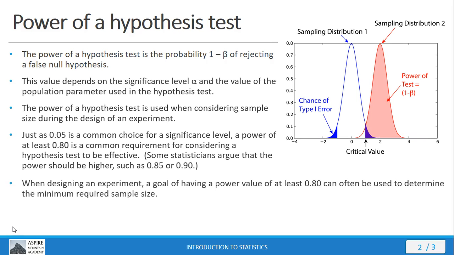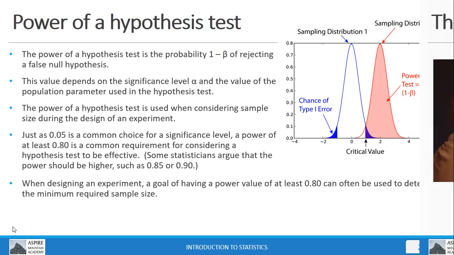If you are designing an experiment, the goal of having a power value of at least 80% can often be used to determine the minimum required sample size. But we've got other ways of determining sample size that we've already seen by looking at confidence intervals. Those same sample size requirements are going to be in effect when we're looking at hypothesis testing. So again, there's not much we're going to do with the power of a hypothesis test except memorize the definition. That's all we can really do with it.